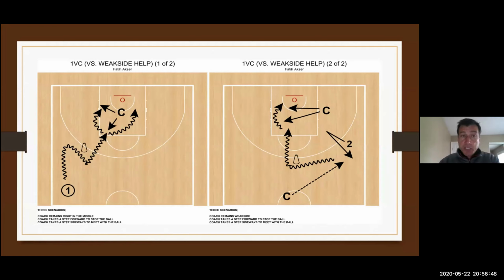How are we going to teach weak side help versus weak side help situation? So we put one of our coaches underneath the basket. There are three scenarios involved with this. The coach remains right in the middle, doesn't move. So how is the offense going to react? We are trying to focus on, okay, finish with a floater, finish with a jumper, finish with this, finish with that. Then the second scenario is the coach takes a step forward to stop the ball.